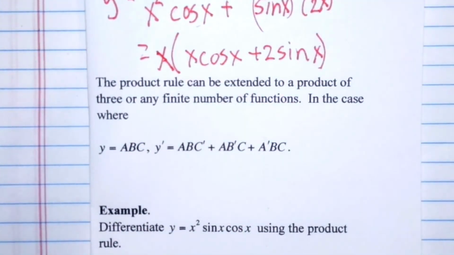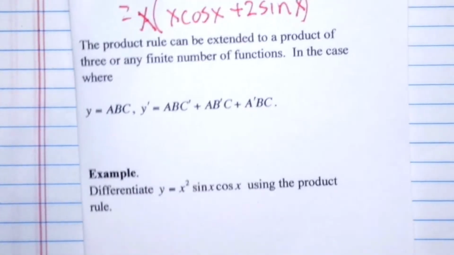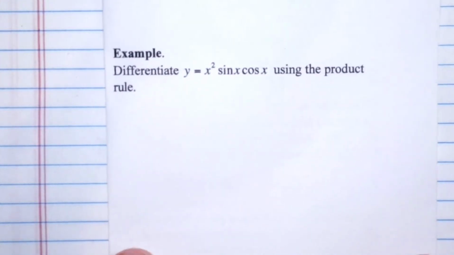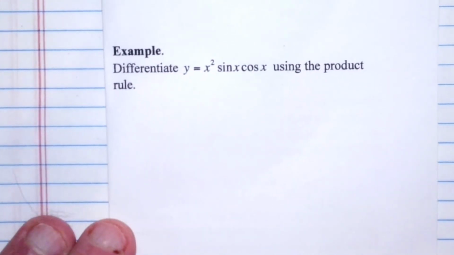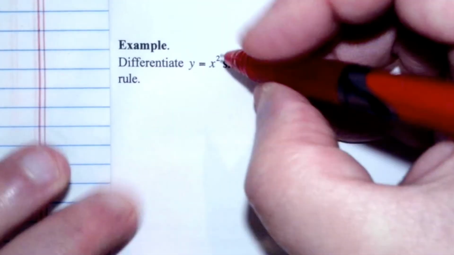Also, this product rule can be extended to a product of 3 or any finite number of functions. In the case where y equals a times b times c, y prime would be equal to a b c prime plus a b prime c plus a prime b c. I hope you see the pattern there. Alright, so let's differentiate this example: y equals x squared sine x cosine x using the rule.